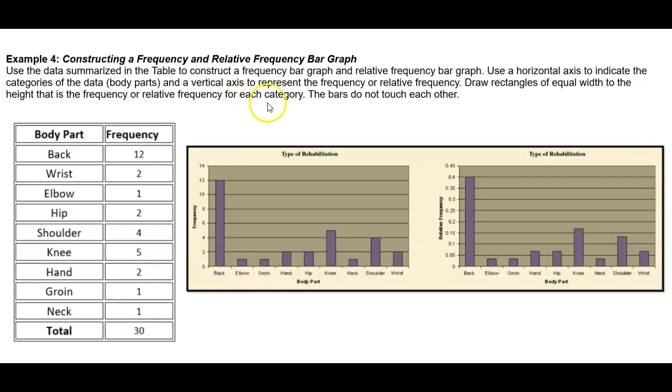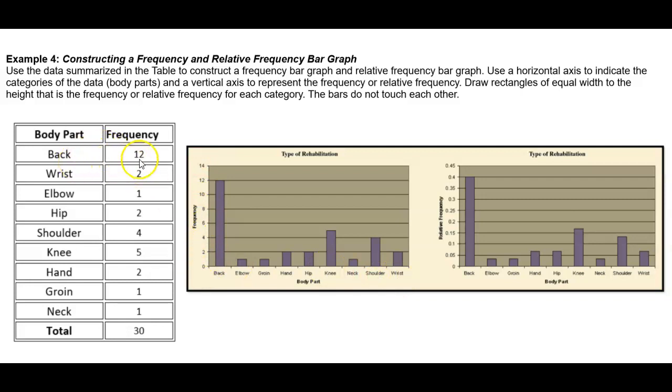Then you're going to draw rectangles of equal width to the height, that is the frequency or relative frequency for each category. Now, in a bar graph, the bars do not touch each other. They're different than a histogram, where the bars do touch each other. So let's take a look here. Down here you can see that in this first bar graph we have the type of rehabilitation. Down here we have the body part going from back, elbow, groin, hand, hip, knee, neck, shoulder, and wrist. Then here's our frequency going from 0 to 2, 2 to 4, and so on.